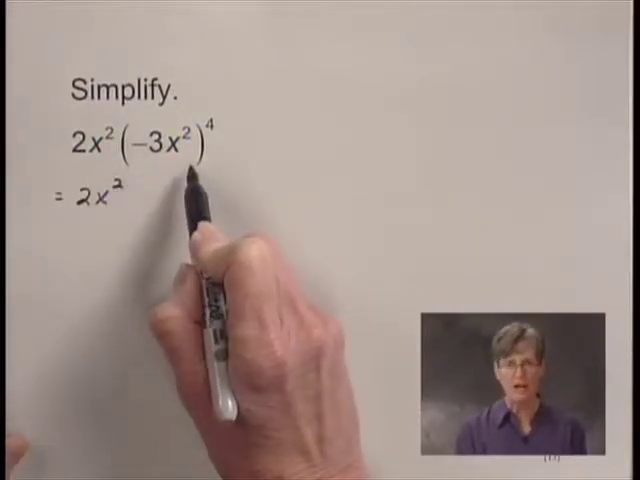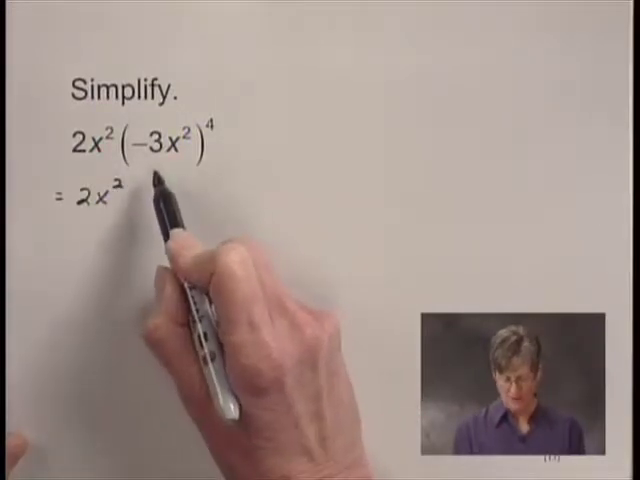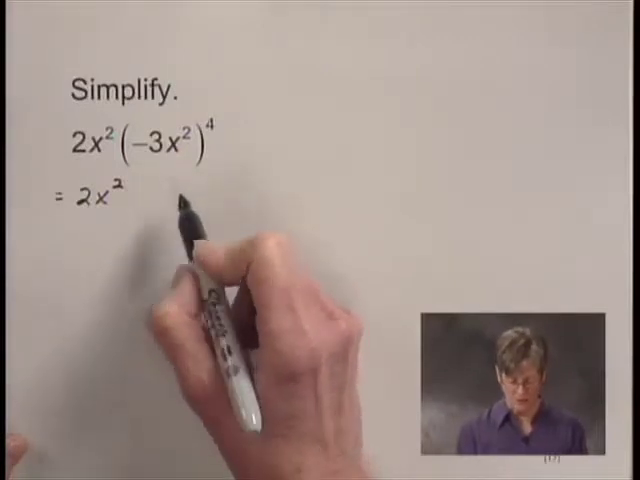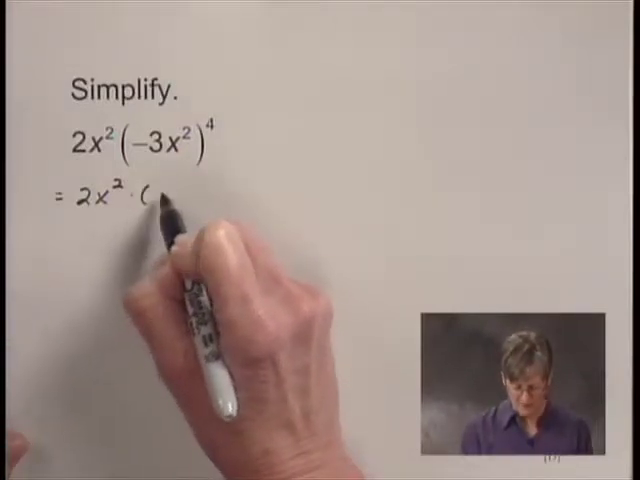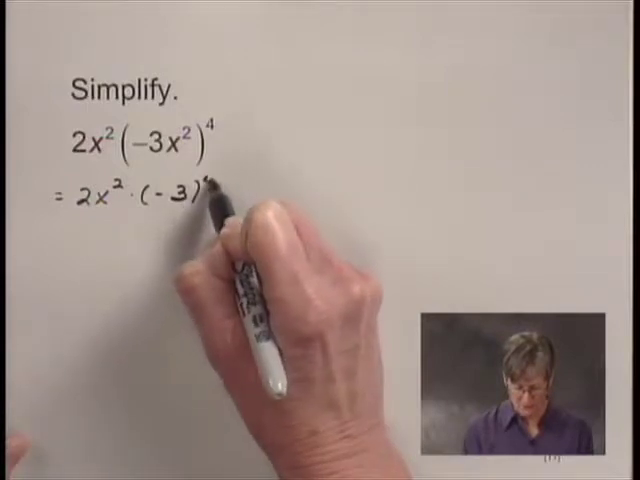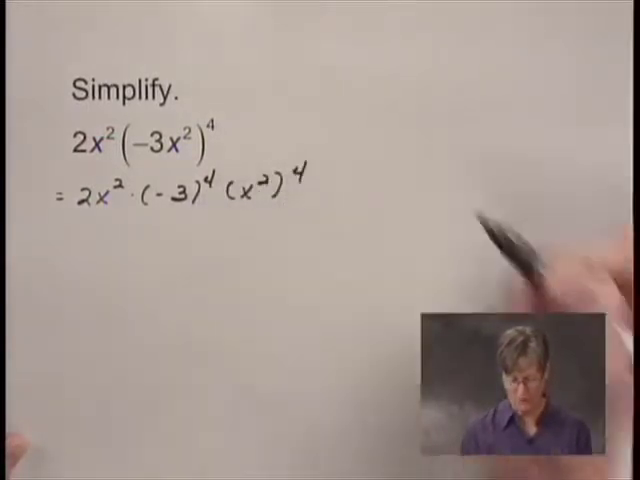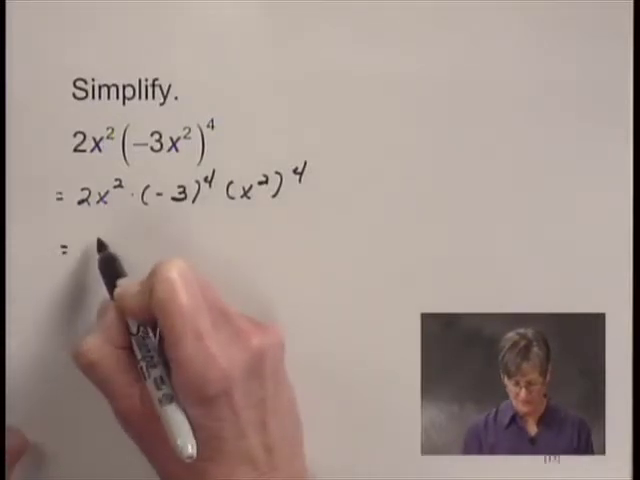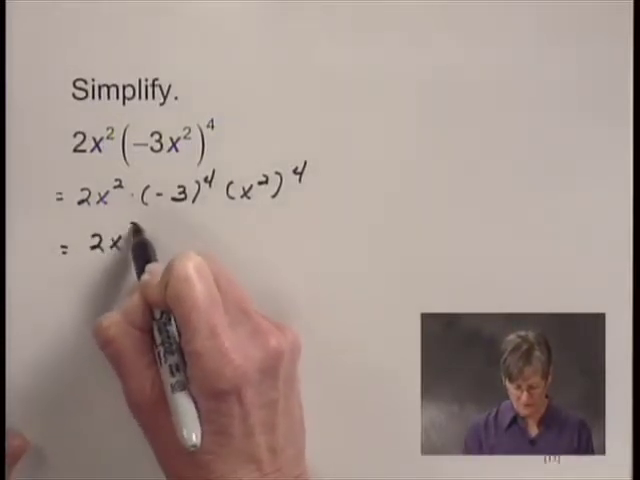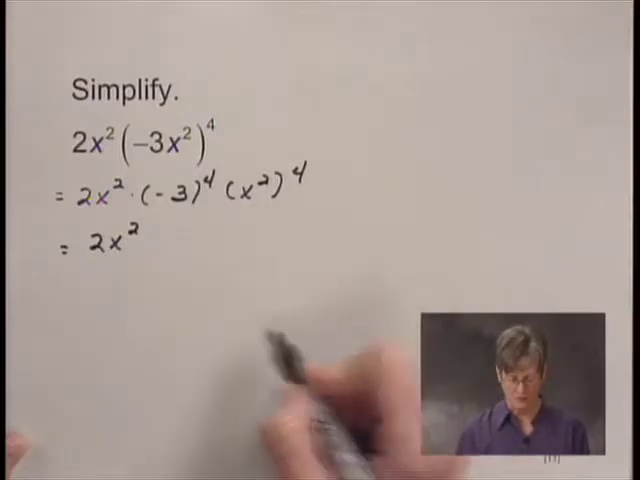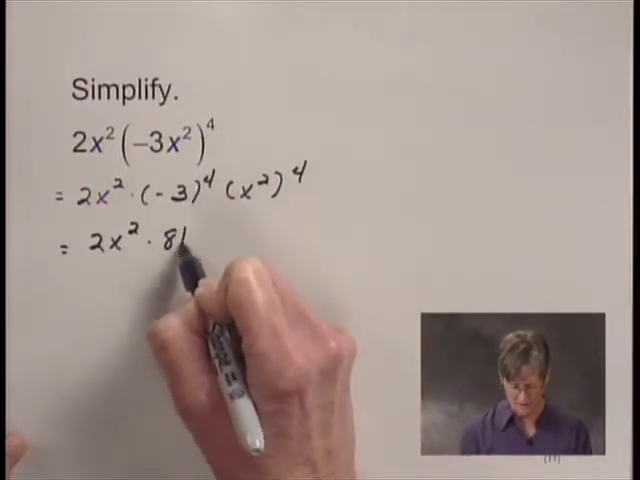And here I have a product raised to a power. So to simplify that, I raise each factor to that power. So I'm going to have negative 3 to the 4th power times x squared to the 4th power. And now continuing, we have 2x squared. Negative 3 to the 4th power is equal to 81.